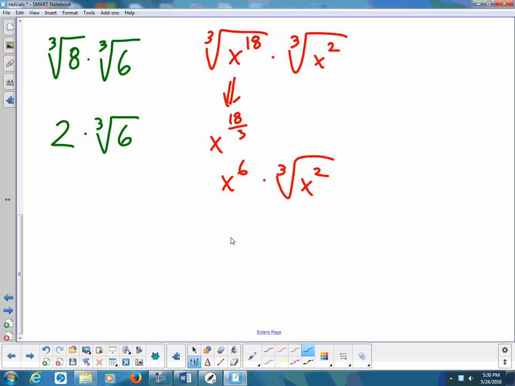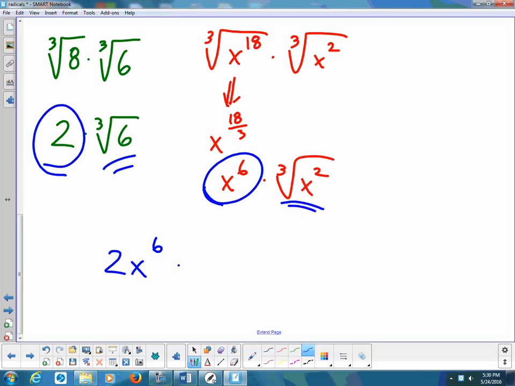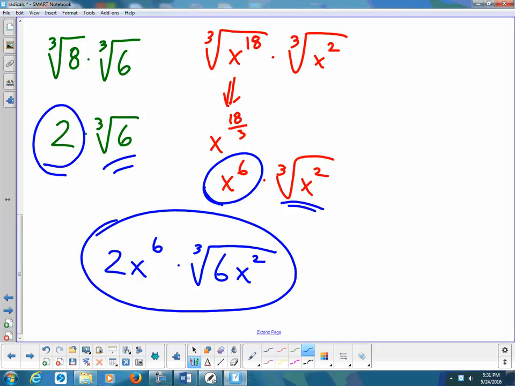Altogether now we have 2 outside the radical and x to the 6th outside the radical. So I'm going to write those together, and then I'm going to multiply that by what's left over. Those are both stuck inside the radical, so I'm just going to put them together in one radical. So this would be my final answer.